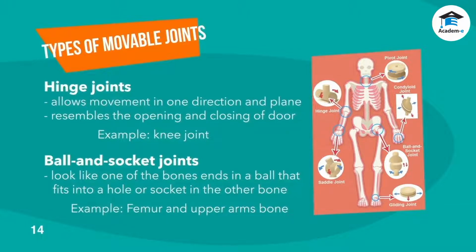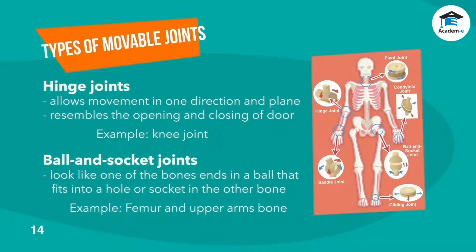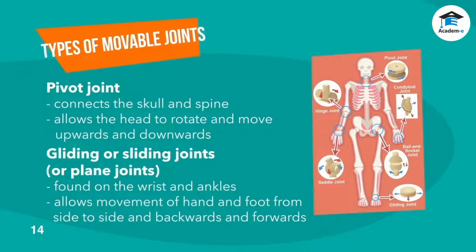Example: your knee joint. Ball and socket joints look like one of the bones ends in a ball that fits into a hole or socket in the other bone. Example: femur and upper arm bone. Pivot joint connects the skull and spine. It allows the head to rotate and move upwards and downwards.